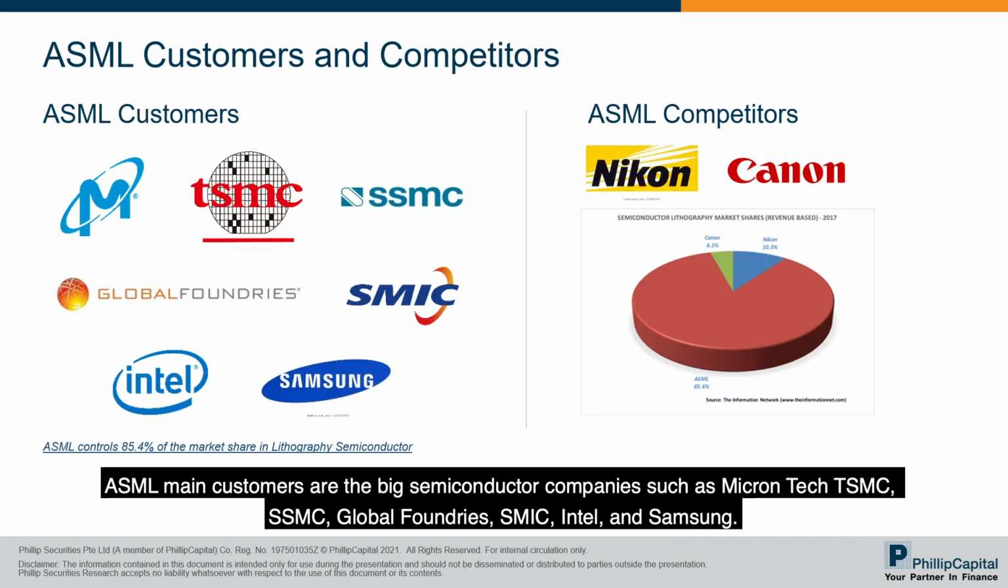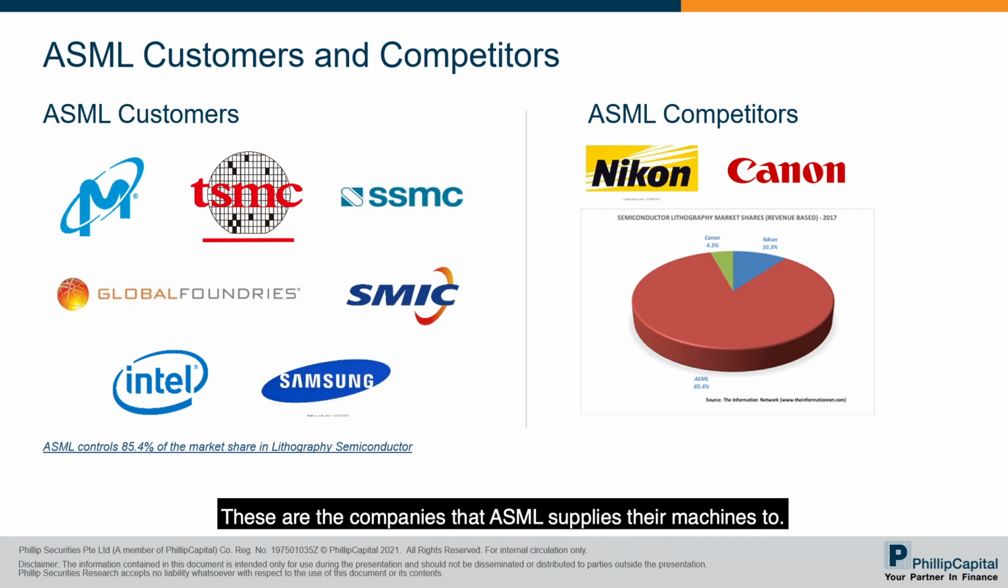So let's look at it. ASML's main customers are the big semiconductor companies: Micron Tech, TSMC, which produces wafers, SSMC as well, and then we have GlobalFoundries, SMIC, Intel, and Samsung. Those are the companies that ASML supplies its machines to.